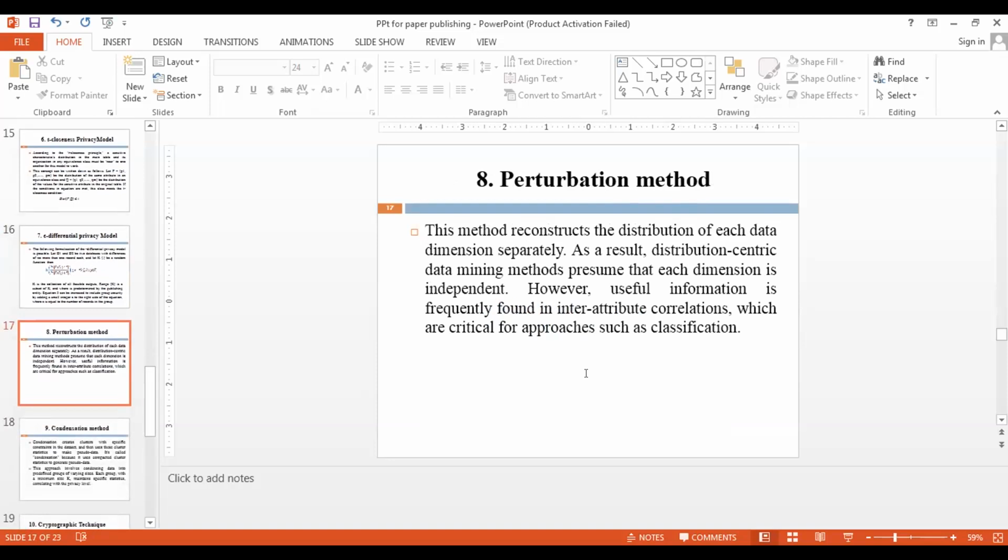Next will be the perturbation method. In this method, the database is reconstructed in each data dimension separately. That means the dimensions will be deconstructed separately, and accordingly we will provide them to others. That dimension form will be for dimension-centric data mining methods, which presume the dimensions are independent.